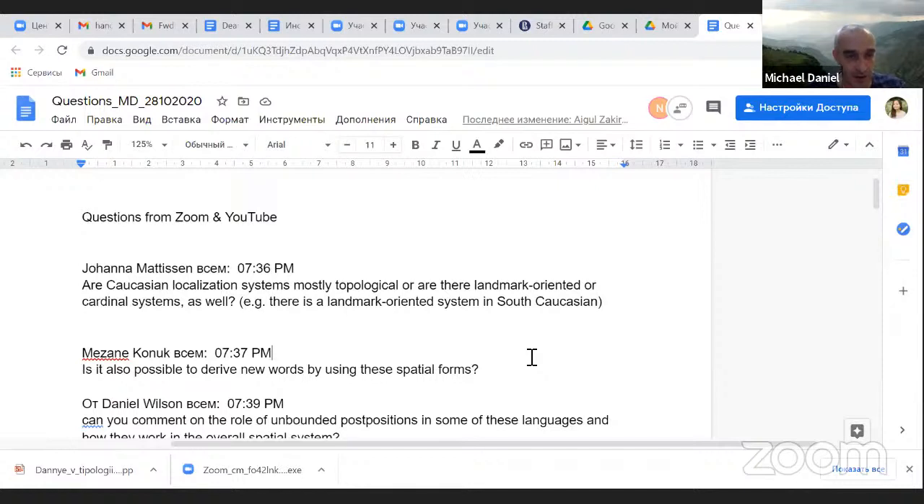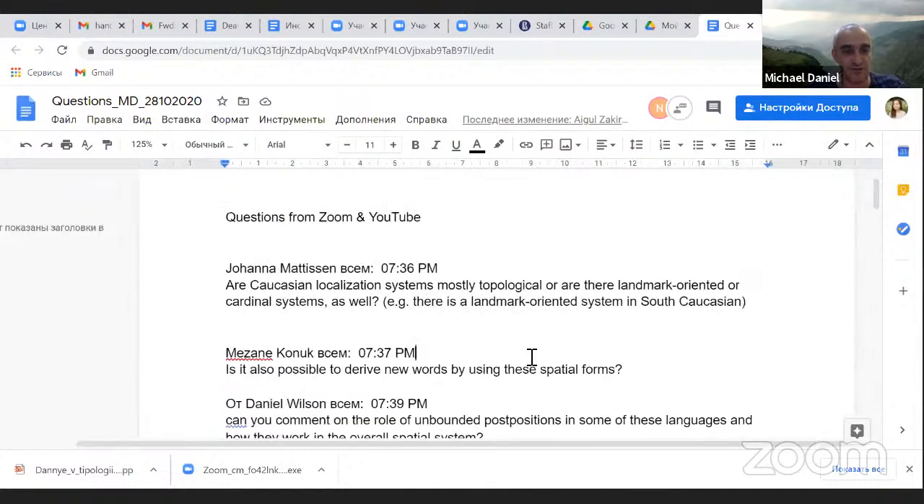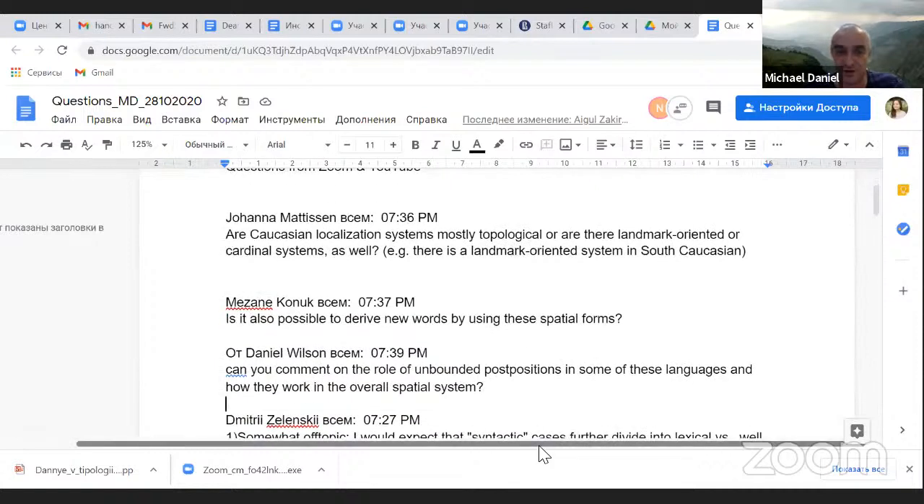Okay. Is it also possible to derive new words by using these spatial forms? I'm not absolutely sure I understand the question, because I was talking about the nominal morphology today, not from the perspective of derivation, but from the perspective of inflection. So you do not derive new words, you derive forms by using the spatial forms. I'm not sure how I can put the question of deriving new words into the context of this system.